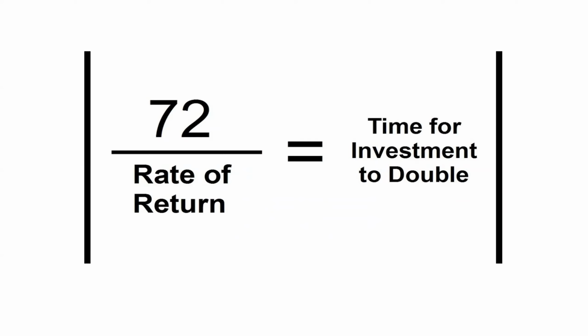Let me give you a few other examples. Let's take 6% interest compounding. How long would it take for the money to double? You just do 72 divided by 6, and that gets you 12 years. What about 9%? 72 divided by 9 gets you 8 years. What about 8%? 72 divided by 8 gets you 9 years.